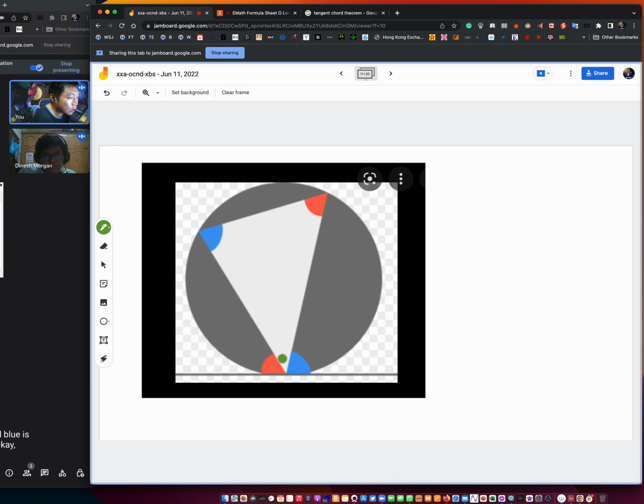If you think of this as angle 1, let me choose a different color. If you see this as angle 1, then this is your angle 2, then this is your angle 3. So you try to go clockwise. Definitely angle 2 is not equal to angle 1. I think you can tell, right? Definitely it's not equal.